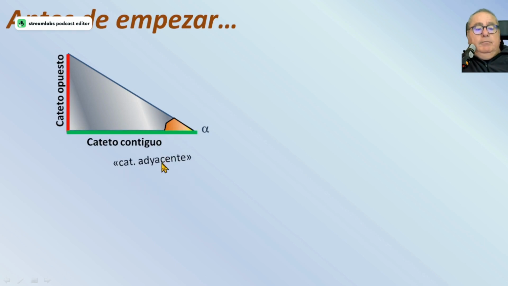Before starting the exercises, I want to tell you about a series of elements that all right triangles have. When we have a right triangle, this would be its acute angle, alpha. Looking from this alpha angle, obviously this leg here would be the opposite leg. This green one here would be the adjacent leg. And if we look at it from the other acute angle, it would obviously be the other way around.